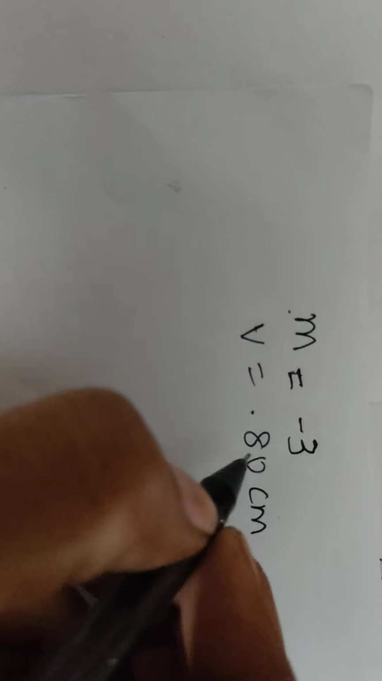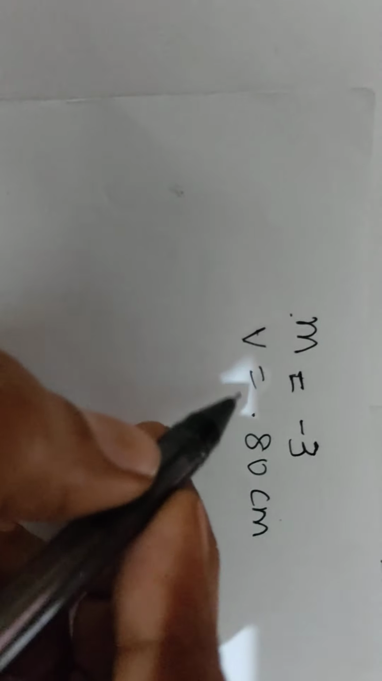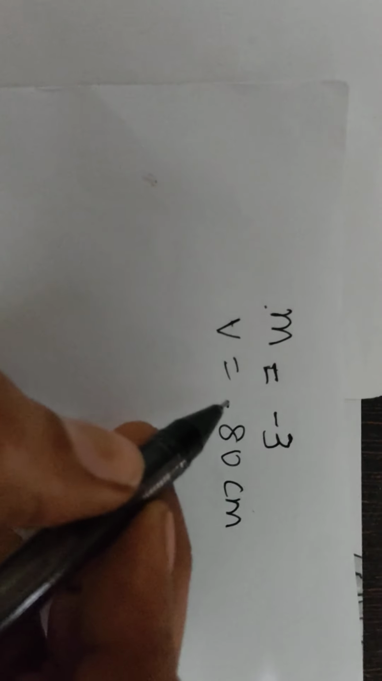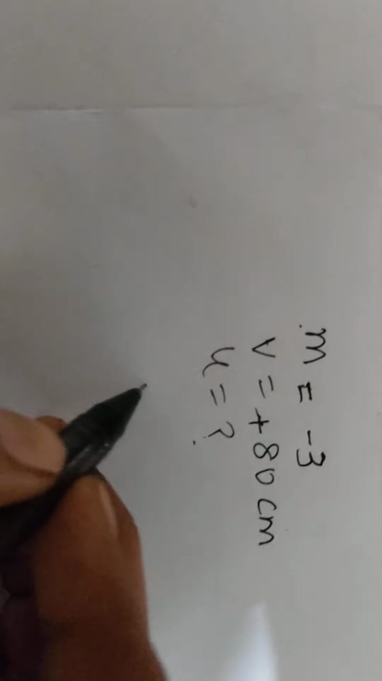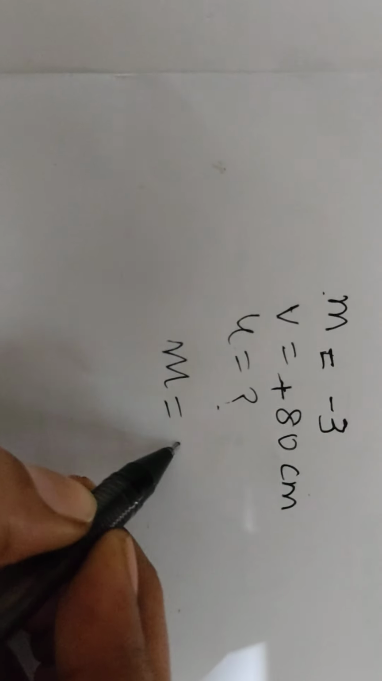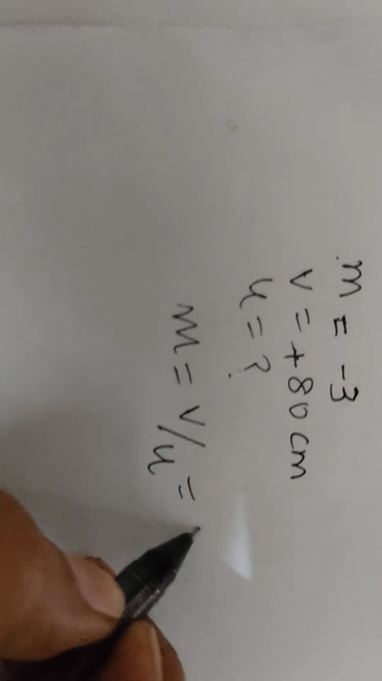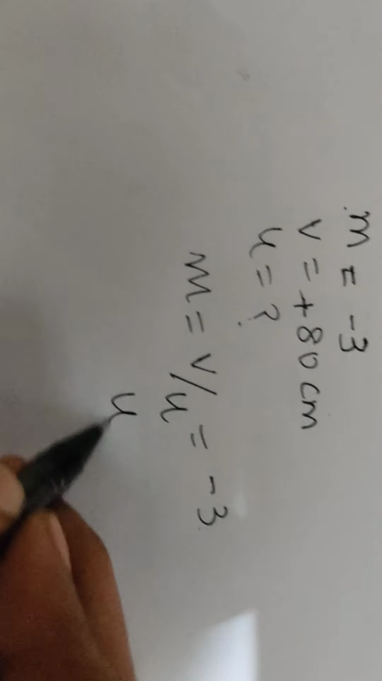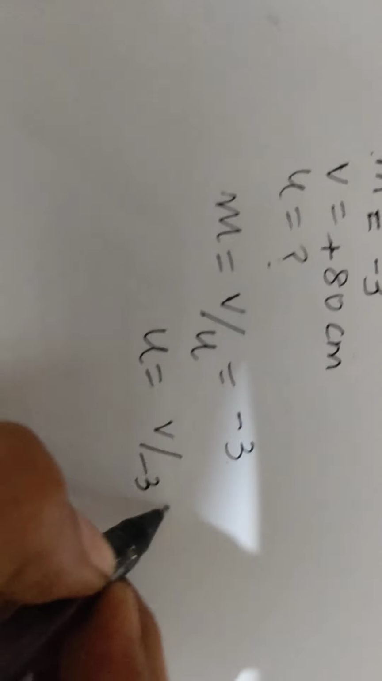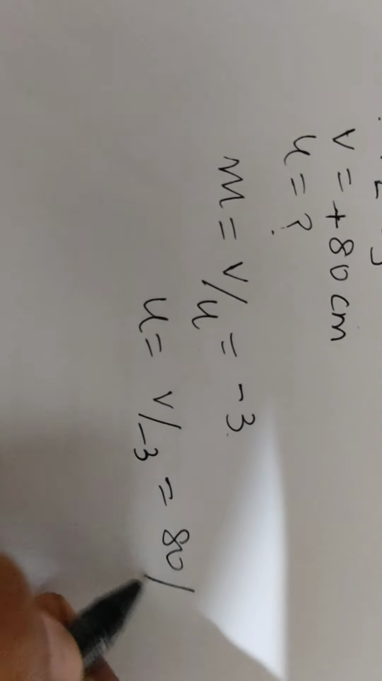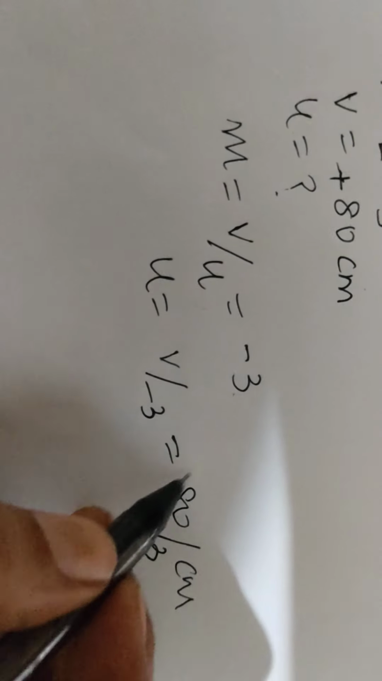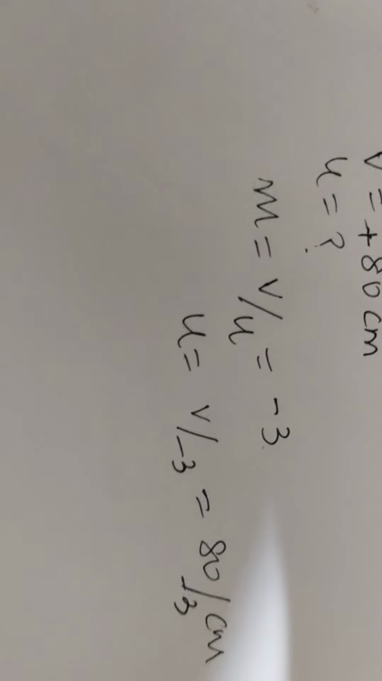Okay, so here image distance is 80 centimeter, and since it is a real image, in case of a lens, a real image is formed behind the lens. So by convention this has to be positive only. Now you have to find out u. So m is, for a lens, v upon u, and in this case it is minus 3. So u will be v upon minus 3, and that will be 80 upon minus 3 centimeter. So minus 80 upon 3 centimeter we can say.